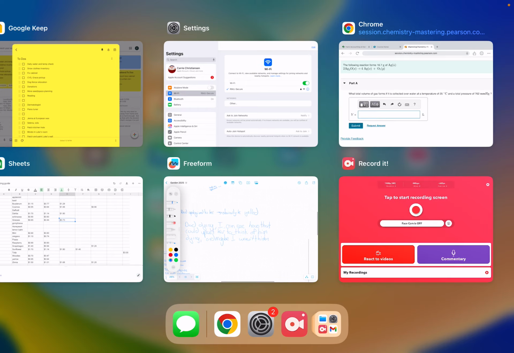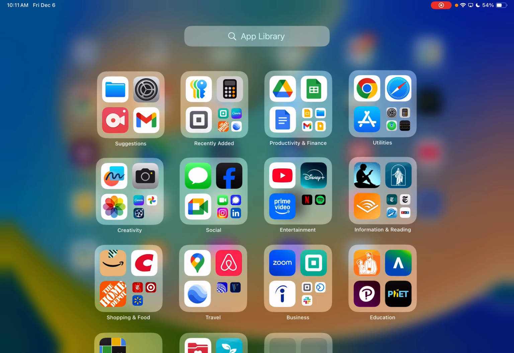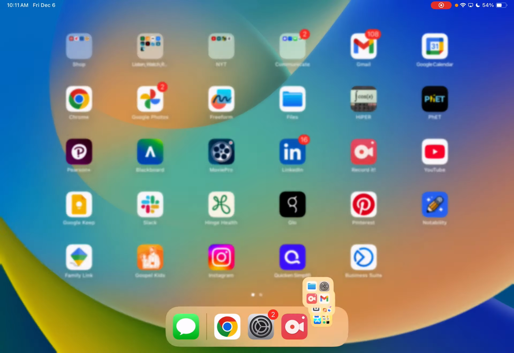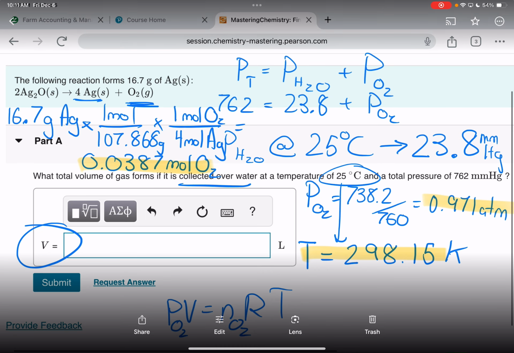I wanted to show you the image though. Where did it go? I think it would be in here. Okay, so that's where we were.